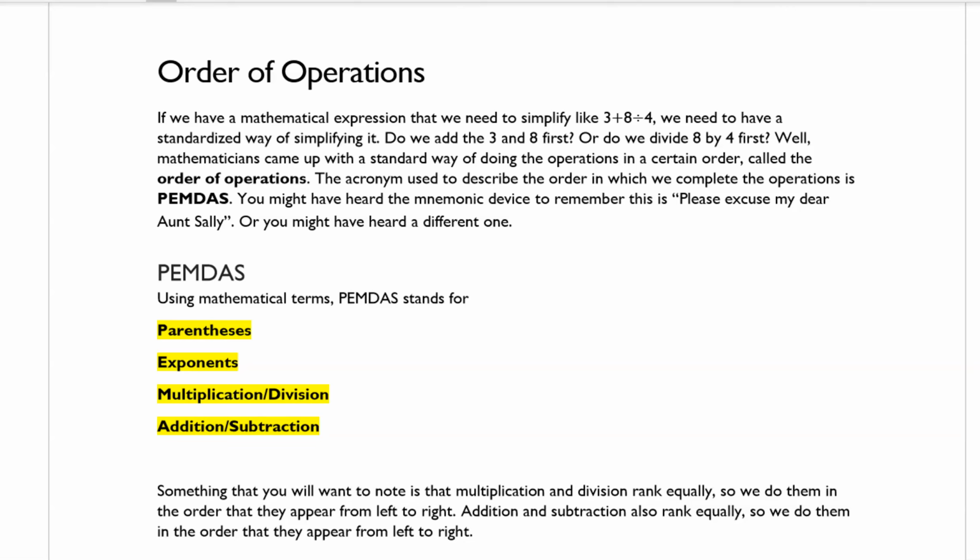Something that you will note is that multiplication and division rank equally, so we do them in the order that they appear from left to right. Addition and subtraction also rank equally, so we do them in the order that they appear from left to right.